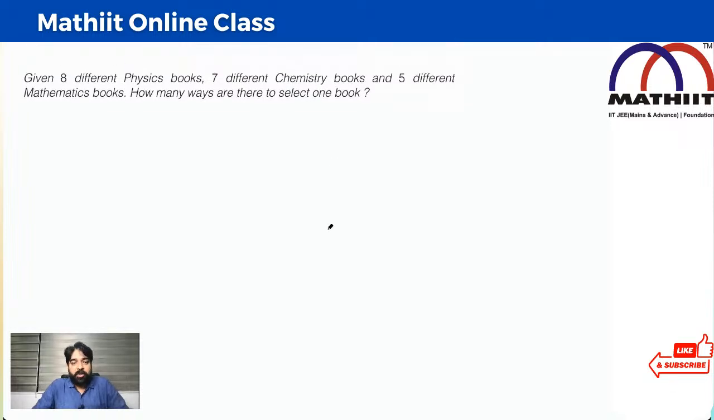Given 8 different physics books, 7 different chemistry books, 5 different mathematics books. Keep the wording always in mind, your P and C will only start then. Different. Quickly answer, everybody. Understand the question. These are very simple questions. I just wanted to make you practice to identify the questions and where you have to apply what.